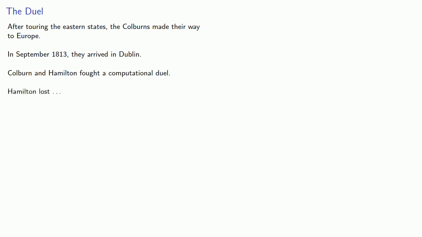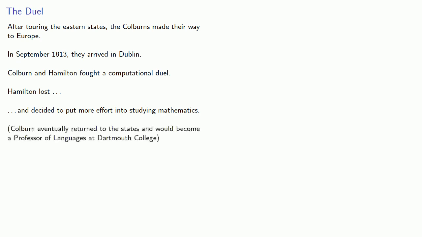After touring the eastern states, the Colburns made their way to Europe, and in September 1813 they arrived in Dublin. Now, Colburn and Hamilton were both around 9 at the time, and both had a reputation for computational facility. And so in September 1813, they fought a computational duel, which Hamilton lost, and decided to put more effort into studying mathematics. Colburn, on the other hand, eventually returned to the States and would become a professor of languages at Dartmouth College.